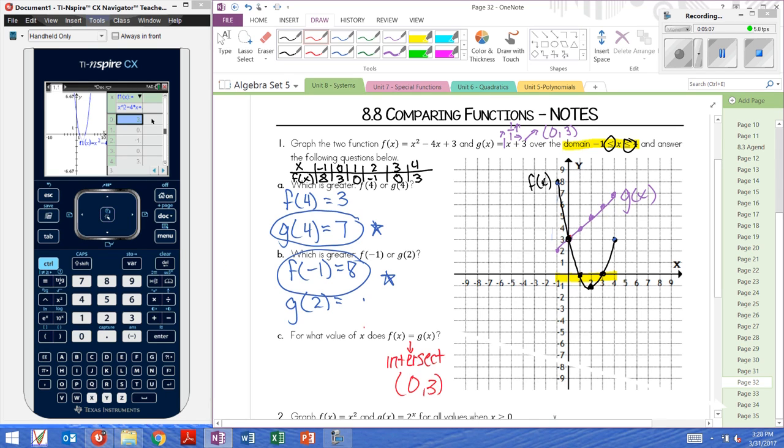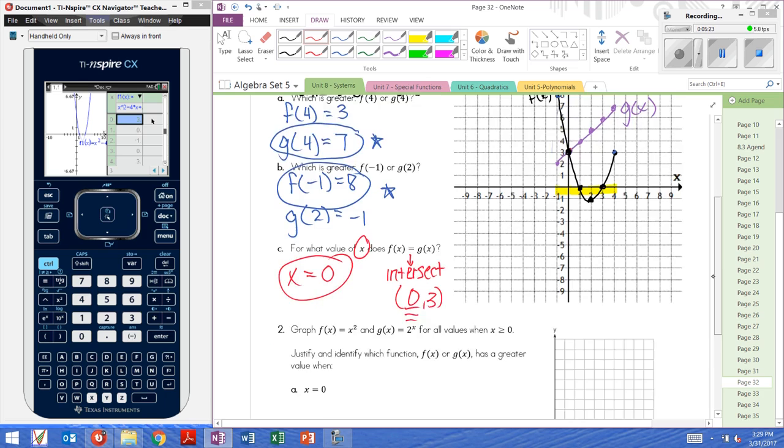So here it's saying for what value of x, we only care about the x value of the point, so only when x is equal to 0. Remember, it is not the answer 0, 3. That point is not the solution. All right, cool, let's move on.